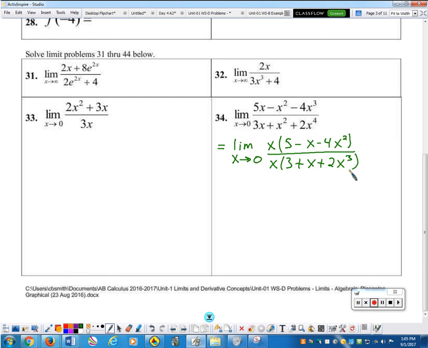Okay, so the x and the x can divide to make 1 as long as x does not equal 0. But because we are finding a limit, we're not really thinking about x equaling 0. We're thinking about x being extremely, really close to 0. So the division is legal. So now we have this, all right, equal again.